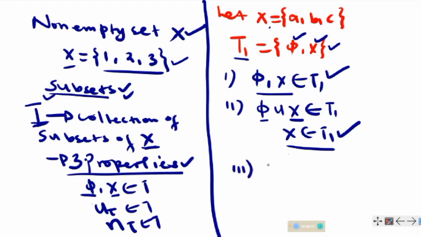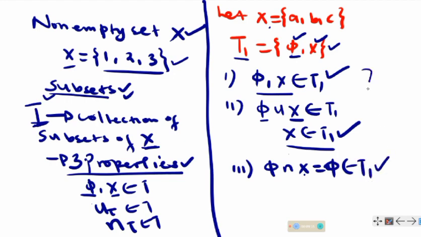Property number 3. Let us look at the intersection. When you take phi intersection X, what does this give you? You have an empty set, intersection X. This will give us an empty set. And is an empty set a collection in T1? Yes, this one belongs to T1.